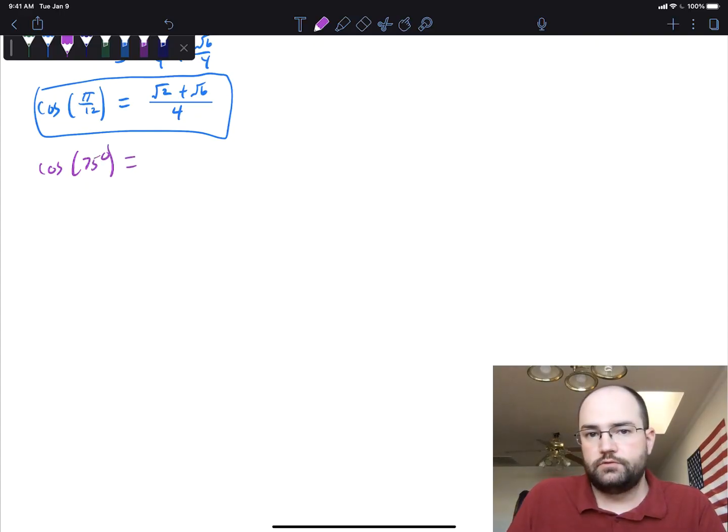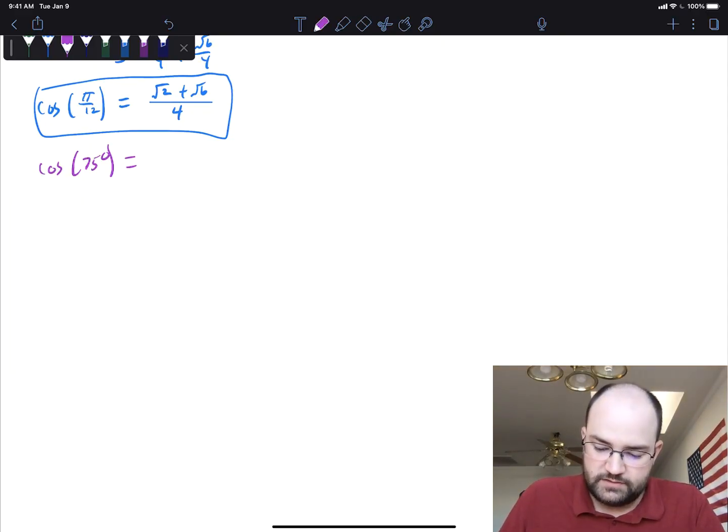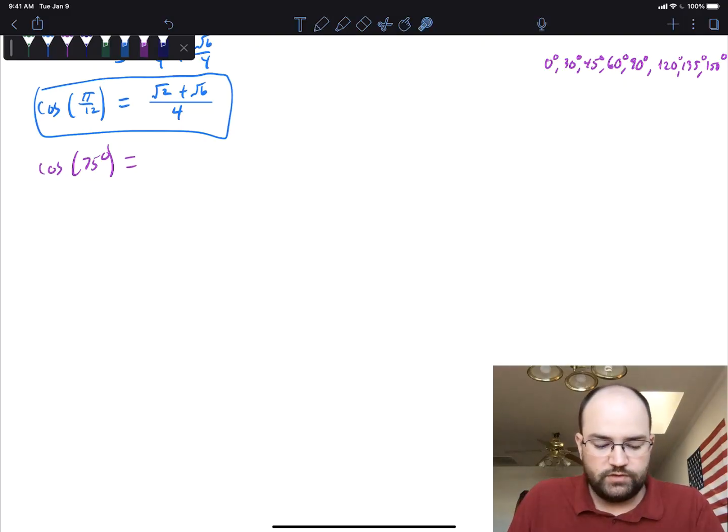I need two special numbers that we know already that give us 75 degrees when you subtract. And the degrees that we know are 0, 30, 45, 60, 90, and then add another 30, that'd be 120, 135, 150, and so on and so forth. But notice we want 75 degrees. So I need any two angles here that give us a difference of 75 degrees.